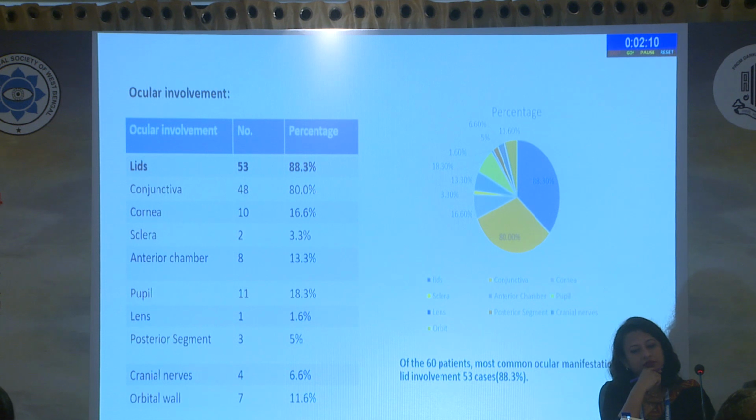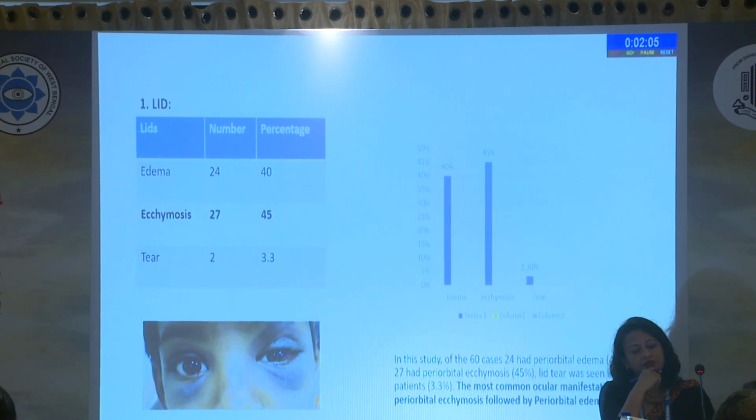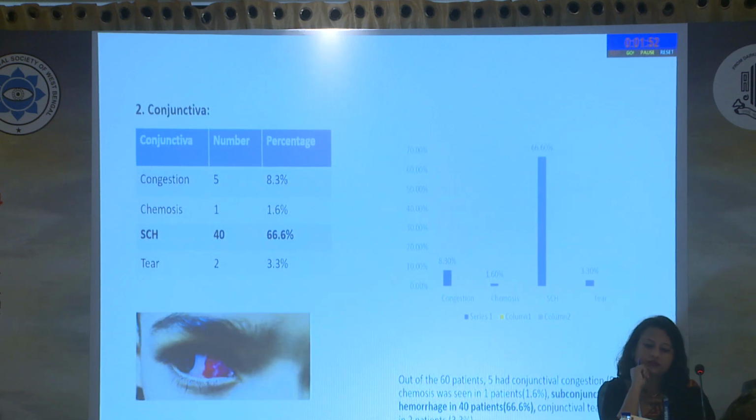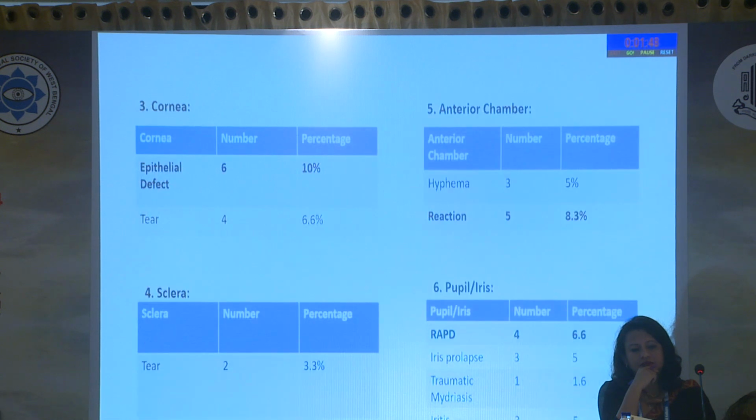Ocular involvement, out of the 60 patients, most ocular manifestation was lid involvement. Almost 53 patients were seen. In the study of the 60 cases, 24 had periorbital edema, 27 had periorbital ecchymosis. The most common ocular manifestation is periorbital ecchymosis followed by periorbital edema. Out of 60 patients, subconjunctival hemorrhage was seen in 40 patients.